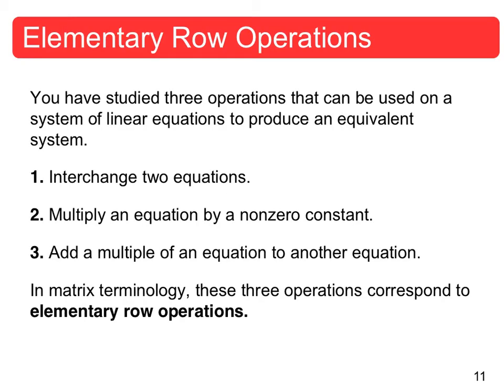So when we talk about elementary row operations, it is elementary mathematics: multiplying by a negative, adding two rows together, dividing by a value, interchanging rows, for instance. And that's what this slide says: interchange two equations, multiply by a non-zero, add one row to another.